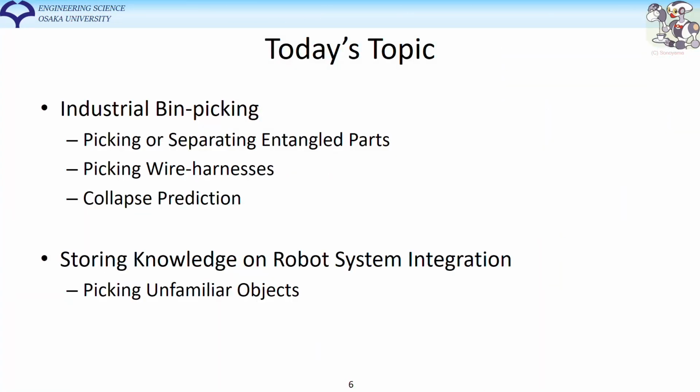Among a lot of topics, today I will focus on just two topics. One is industrial bin picking, and the other is storing knowledge on robotic system integration. First, I would like to talk about industrial picking. We mainly talk about three topics: picking or separating tangled parts, picking wire harnesses, and collapse prediction.